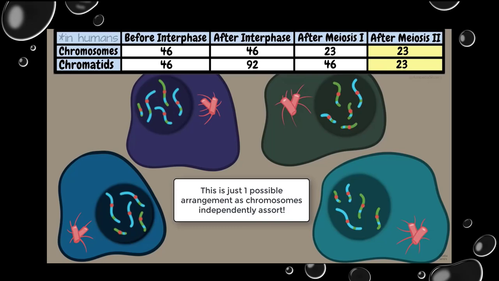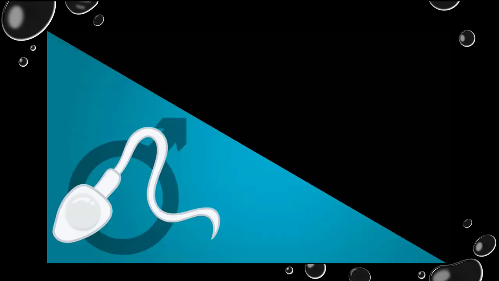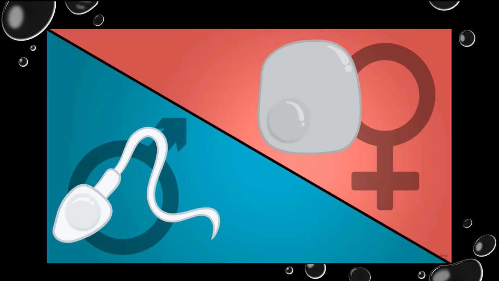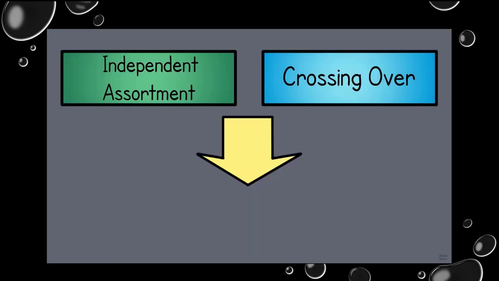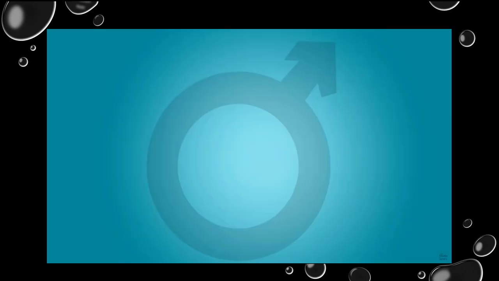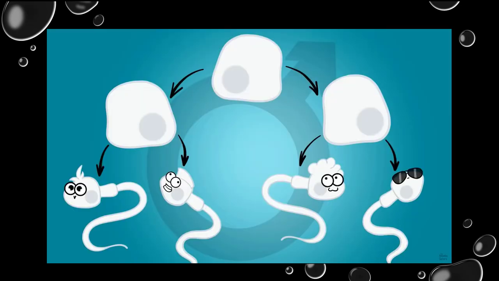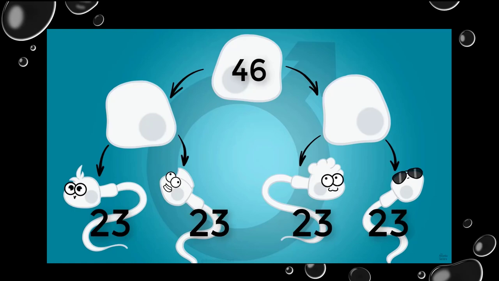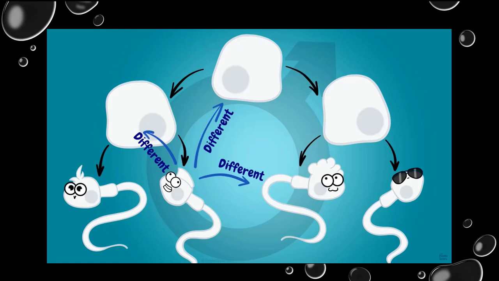Now, keep in mind that meiosis in males produces sperm cells, and in females it produces egg cells. Because of independent assortment and also crossing over, you're going to have variety. For example, in a male, the 4 sperm cells that are produced each time are all different from each other. They're also different from the starting cell because the starting cell had 46 chromosomes, and the ending cells only had 23. So they are not identical to the original, and they are not identical to each other.